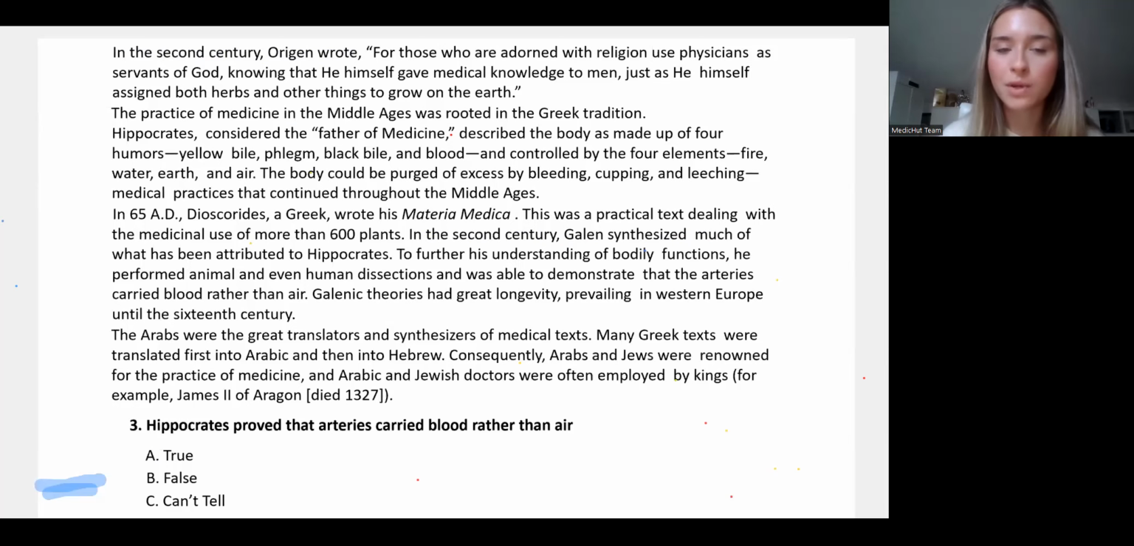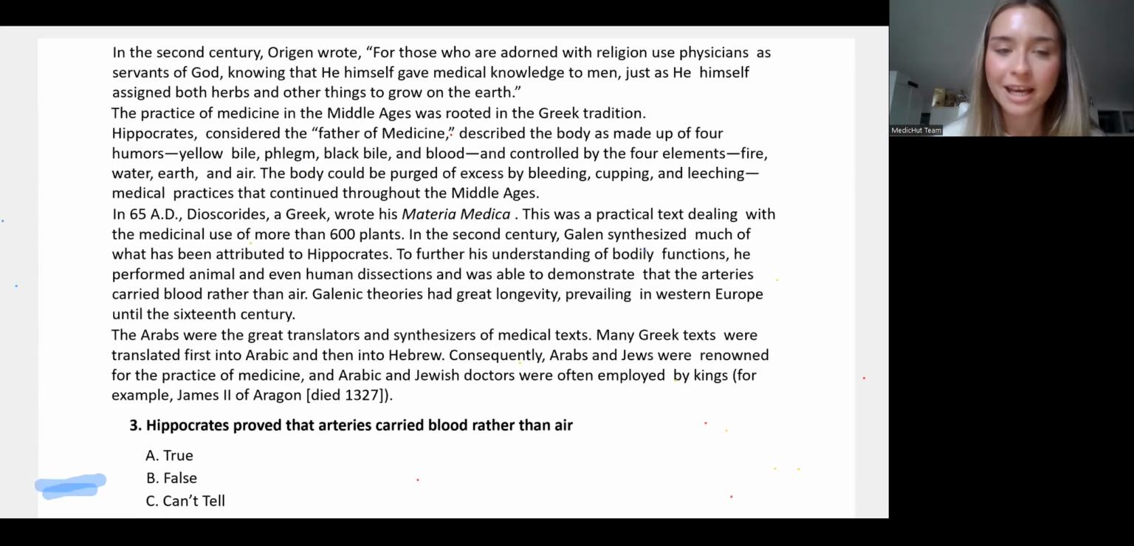So a lot of people are putting can't tell for this one. And there are some A's, some B's. Okay, so quite a mix. For this one, you obviously want to scan for proper nouns. So Hippocrates would be a good one to scan for, and then also blood and air maybe as well, because they're quite unique words that might only be mentioned once or twice within the whole of the text.